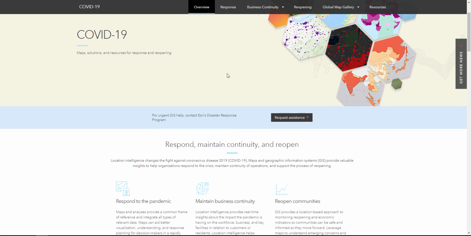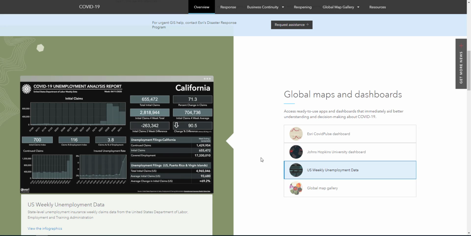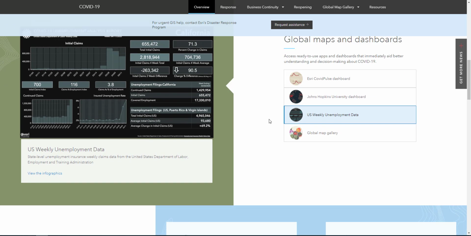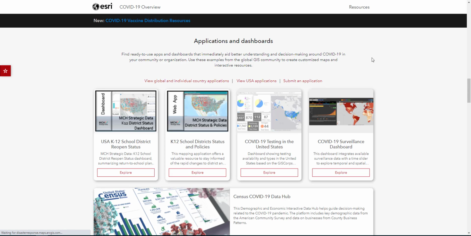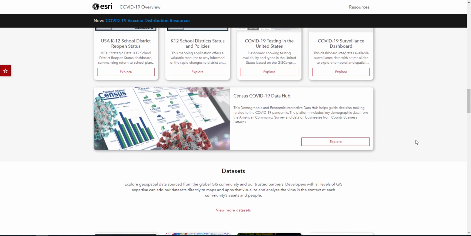And when you come onto this hub, you'll find a variety of examples of different maps and dashboards, but you're also going to find data. This location data is coming from authoritative sources as well as commercial sources, and it's going to help you see and answer some of the questions we're having beyond just how many cases of viruses are out there. We also have things such as school district reopening and COVID-19 testing.